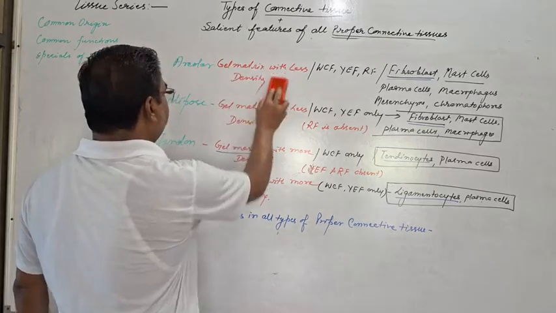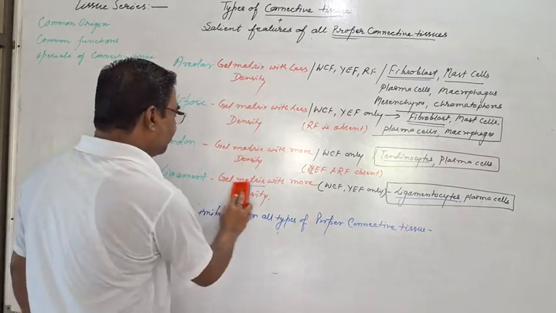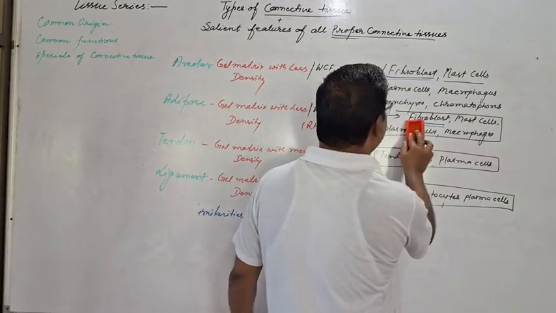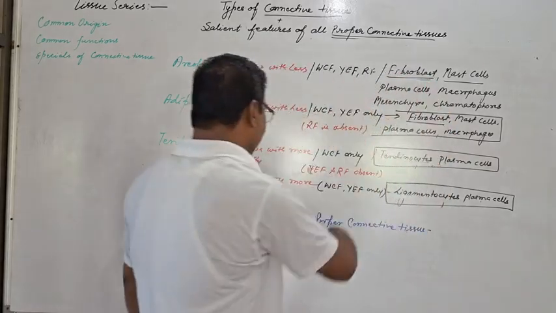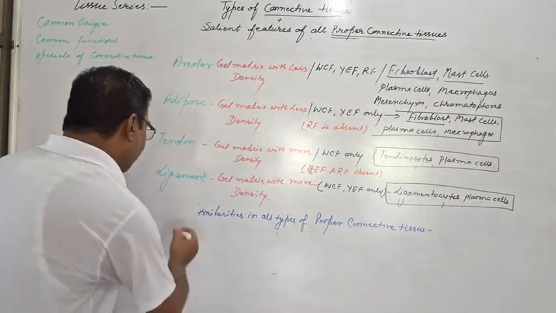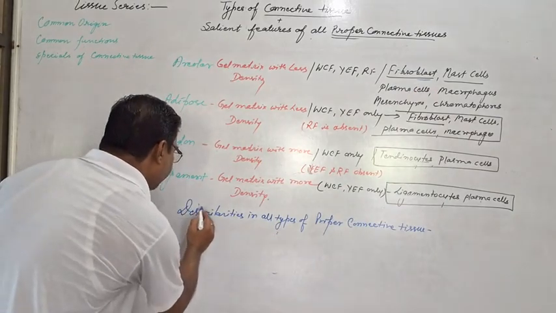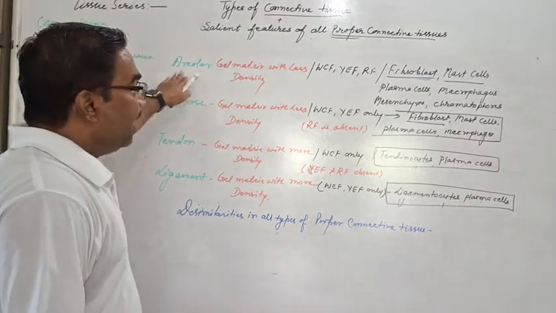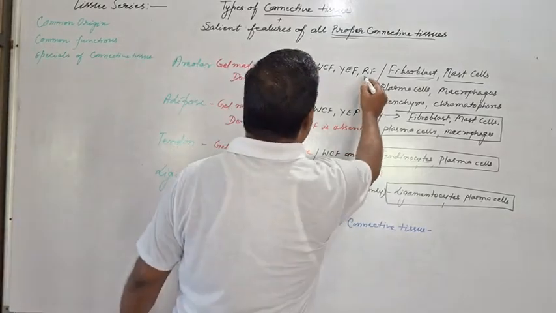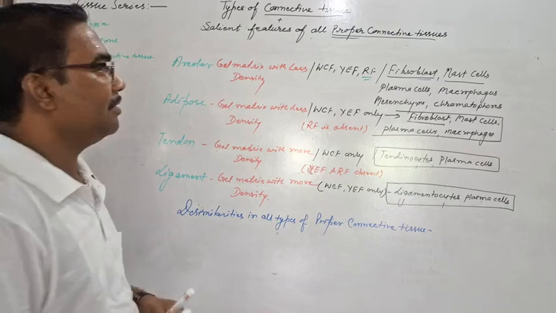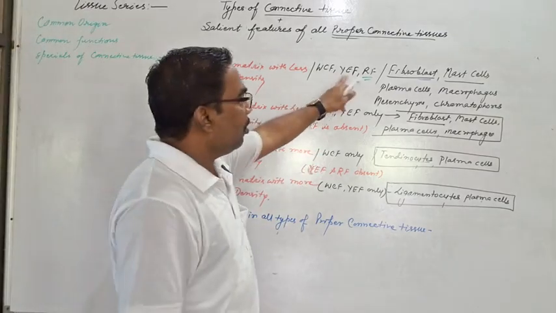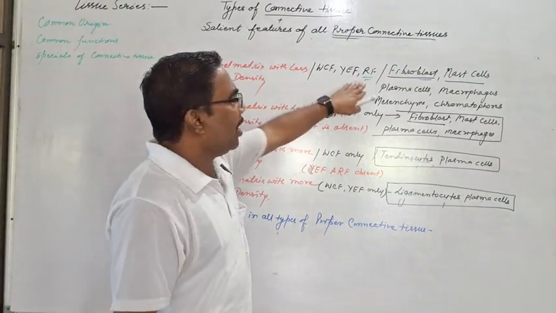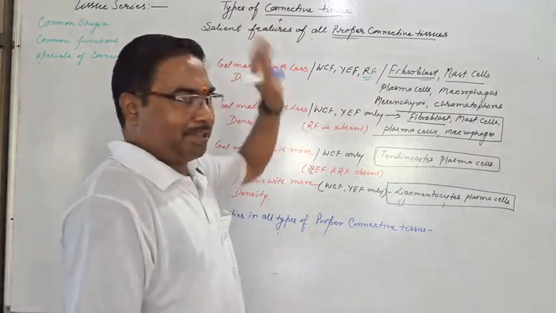Okay, now it's over. Similarities between the gel matrix, similarities between the specified cells, similarities between the different kinds of fiber. Now learn dissimilarities. What are the dissimilarities? Areolar has all types of fiber. All three types of fibers are only present in the connective tissue here. So RF is present, that means all are present.